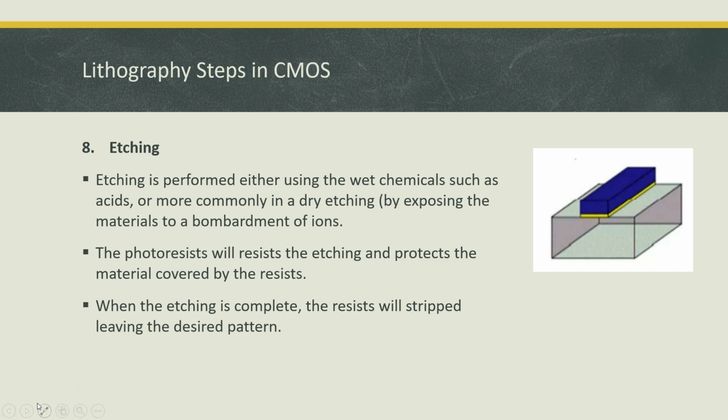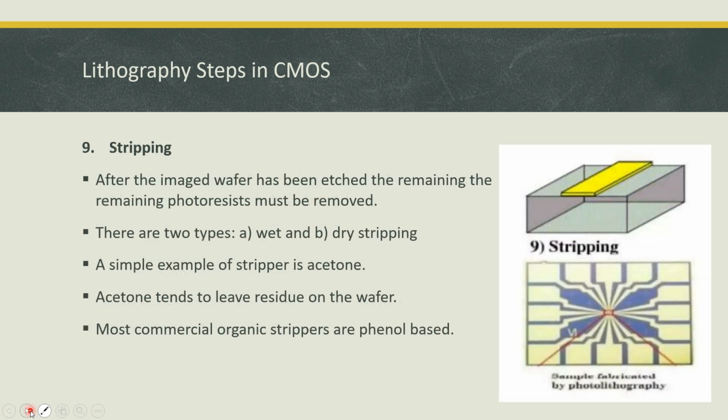After that, the last step is stripping. What is meant by that? After the imaged wafer has been etched, the remaining photoresist must be removed. There are two types of stripping: wet stripping and dry stripping. A simple example of a stripper is acetone. It tends to remove the residue on the wafer, and most commercial organic strippers are phenol based. So these are all the steps of the lithography process.